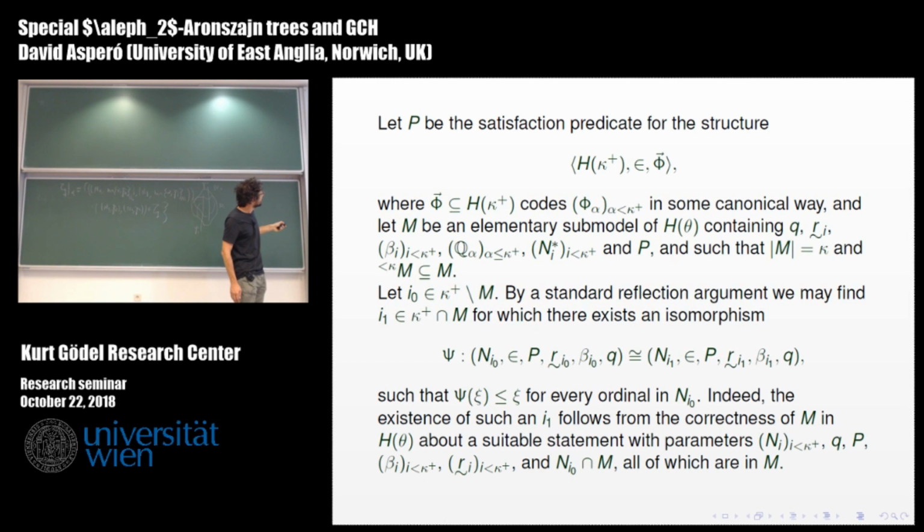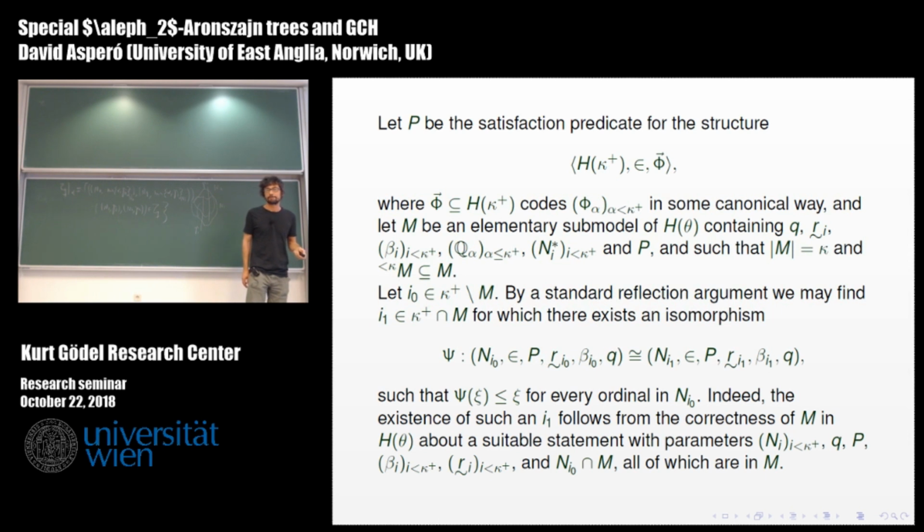Such that the isomorphism is regressive, so psi of xi is less or equal than xi for every ordinal in N_i0. Indeed, the existence of such an i1 follows from the correctness of M in H theta about a suitable statement which has the sequence of N_i's, Q, P, all these things as parameters, and the intersection with M of N_i0, which is in M because M is closed under less than kappa sequences.